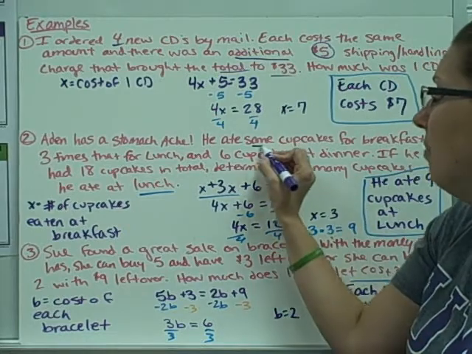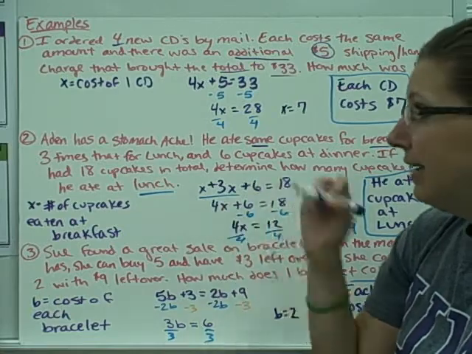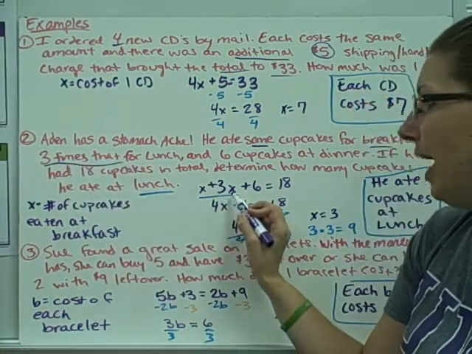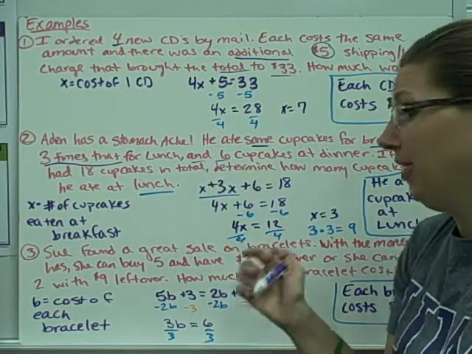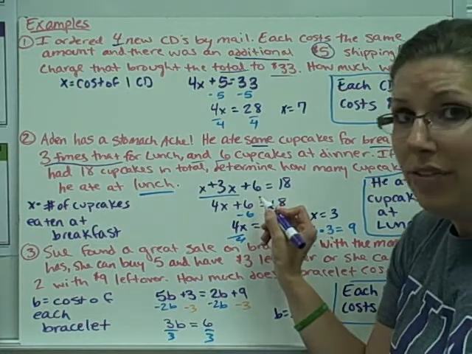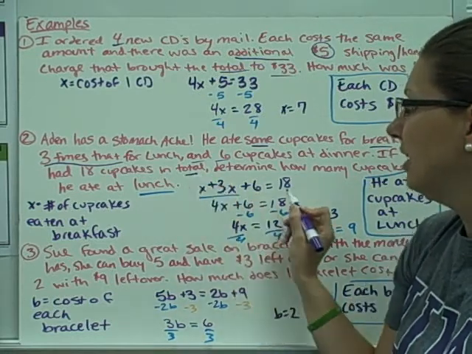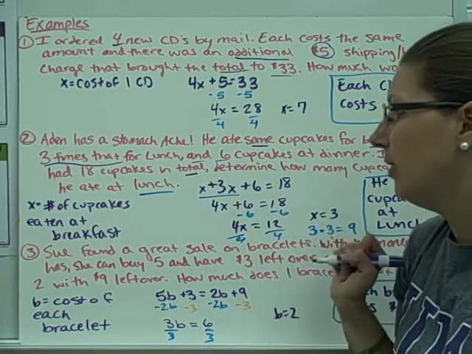So he ate some for breakfast, so that's X, and 3 times that for lunch, so that's going to be plus 3X, and just 6 at dinner. So that's just 6 with no variable. All of that in total is 18. So I'm adding X plus 3X plus 6, and that's going to equal 18.